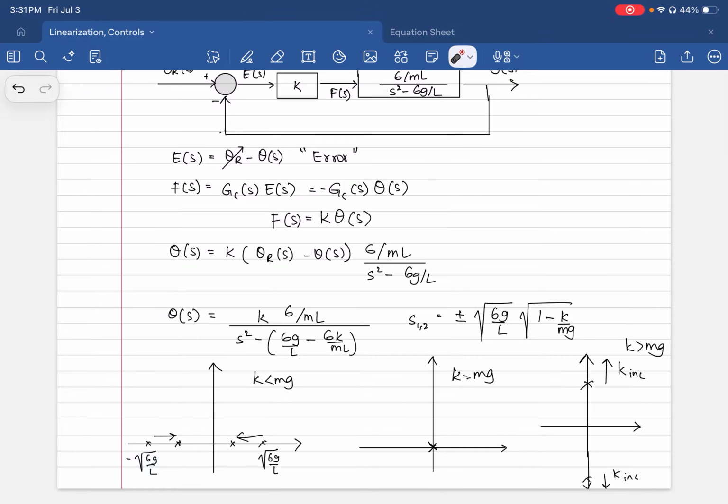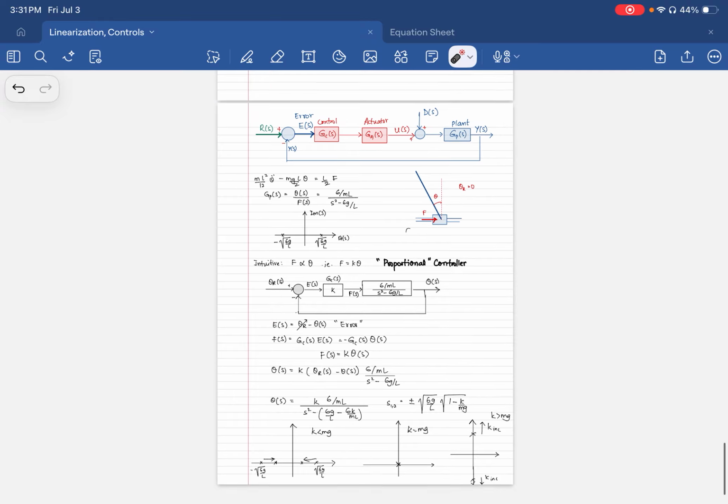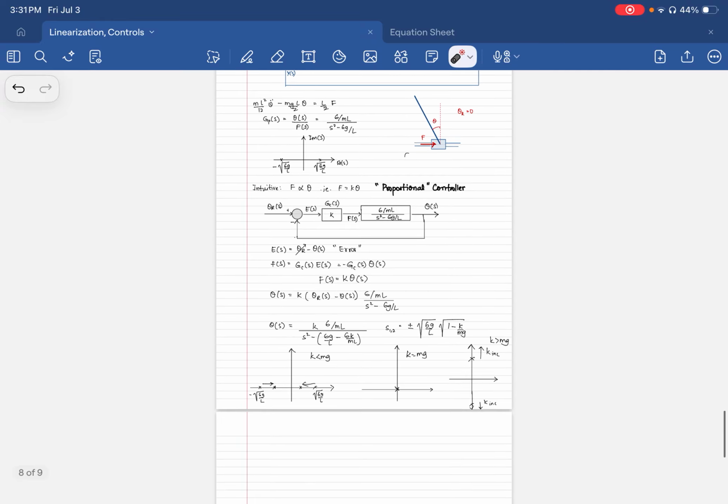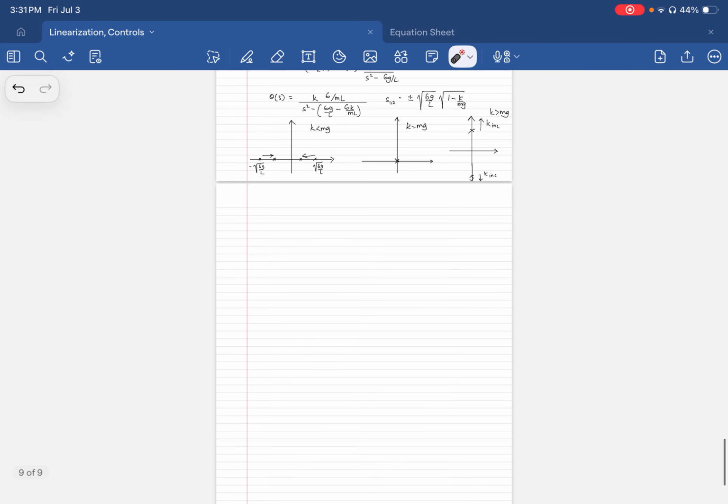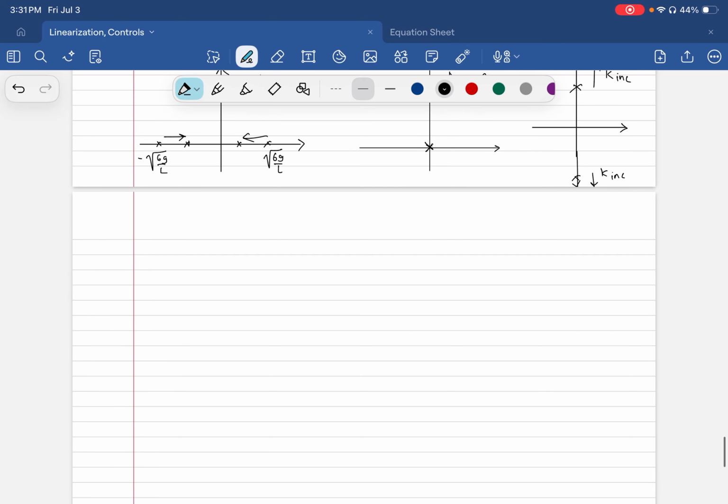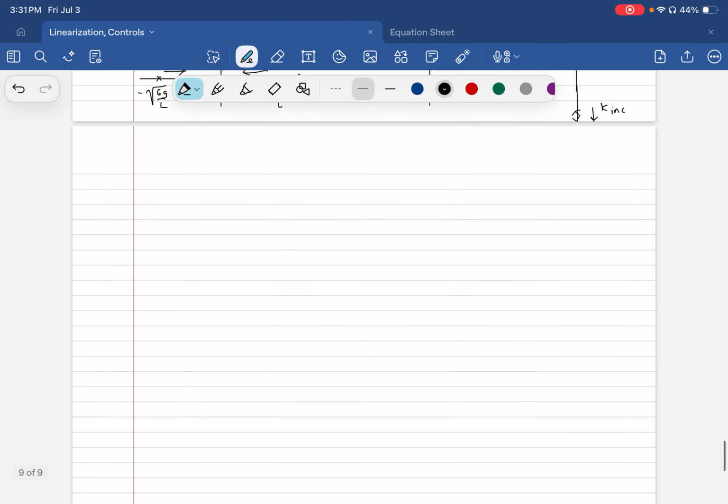Okay. Let's now pause and look at the case where we have some. Give me a minute. Okay. Let's do this problem now, where we do include sensor dynamics.